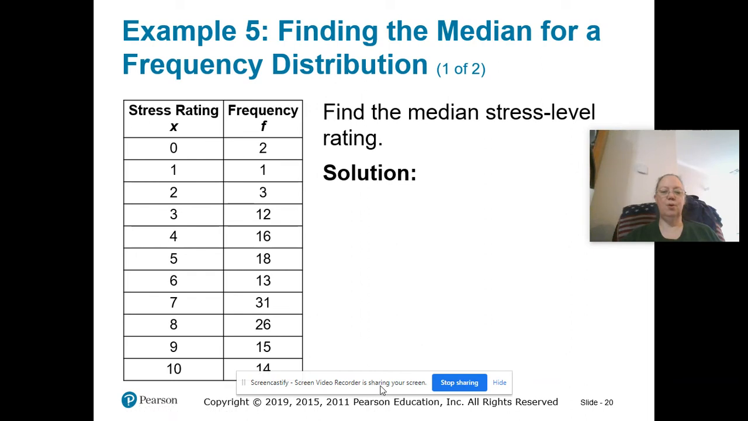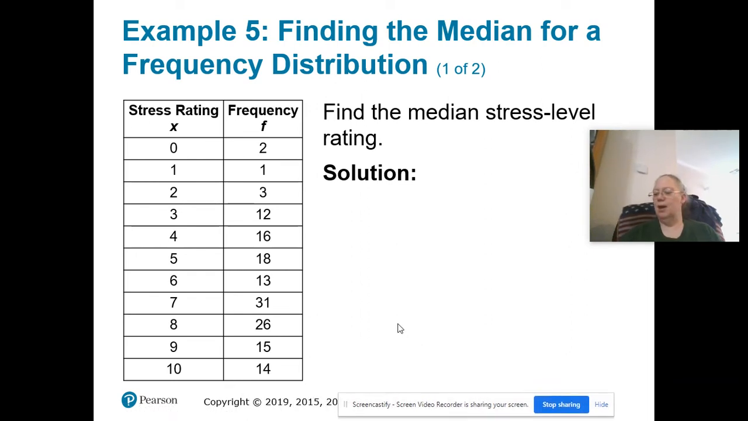And remember, to figure out how many numbers we have, we add up the frequency. Okay, so we're going to add up the frequency, and there should be 151. So our position formula says we take the number of items we have, add 1, and divide by 2. So 151 plus 1, divided by 2. Our median will be in the 76th position.